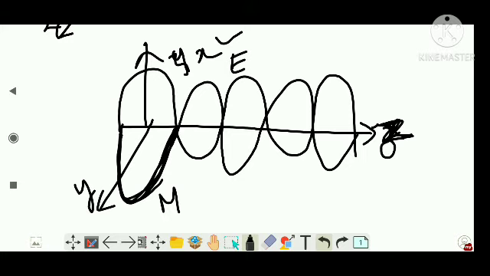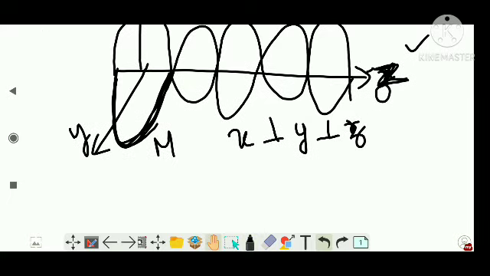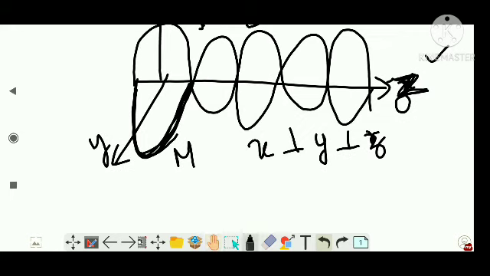So x is perpendicular to y, and both are perpendicular to z. The electric field in the x direction is perpendicular to the magnetic field in the y direction, and both are perpendicular to the propagation in the z direction. So electric and magnetic fields, which are time varying and coupled to each other, give rise to electromagnetic waves. This much is clear. Now let's move on, guys.